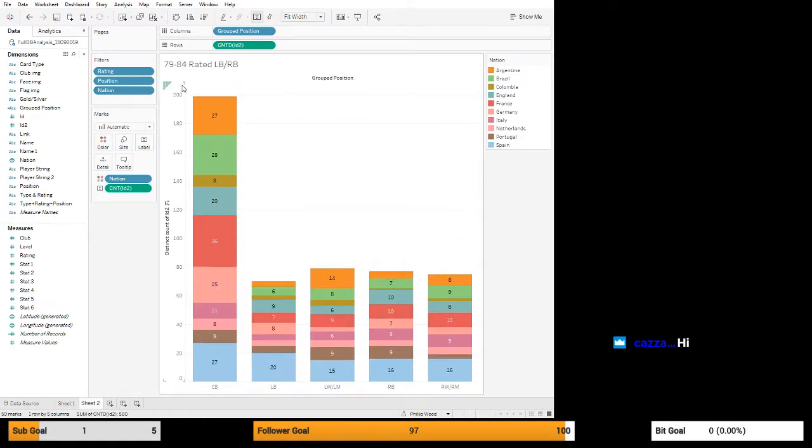So if I duplicate this, let's say exclude everything apart from any nations you're particularly interested in. Hey Kazan, how you doing, mate? Welcome to the stream, buddy.